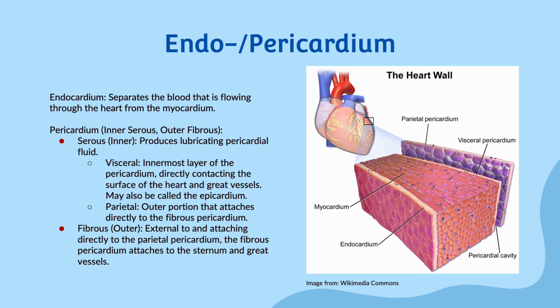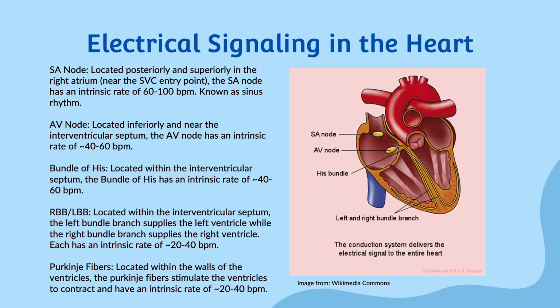Finally, there is a fibrous pericardium external to and attaching directly to the parietal pericardium. The fibrous pericardium also attaches to the sternum and great vessels. Finally, let's discuss the electrical signaling structures of the heart. The heart has its own intrinsic electrical system, which is responsible for coordinating the contraction of the heart muscle. The main electrical signaling structures of the heart include the sinoatrial node, the atrioventricular node, the bundle of His, and the Purkinje fibers.